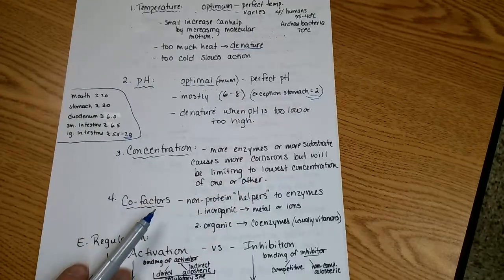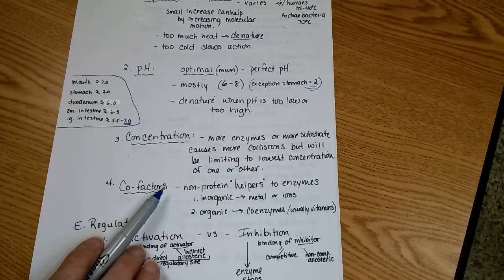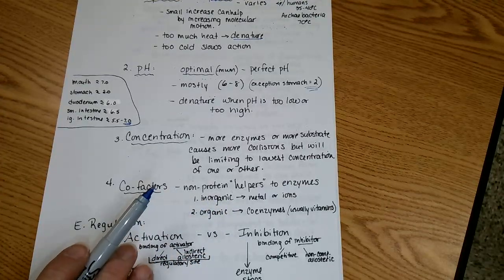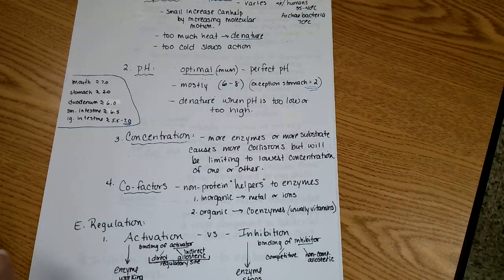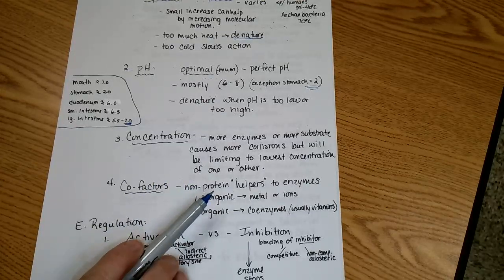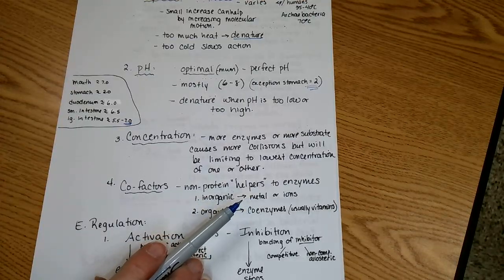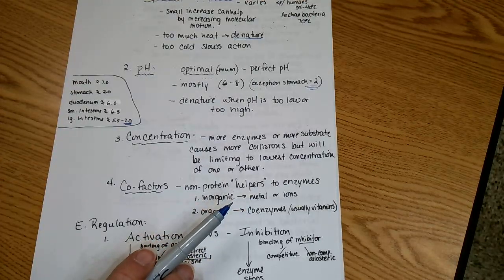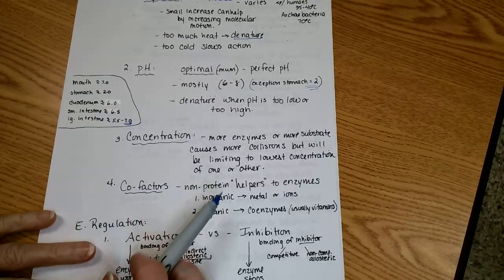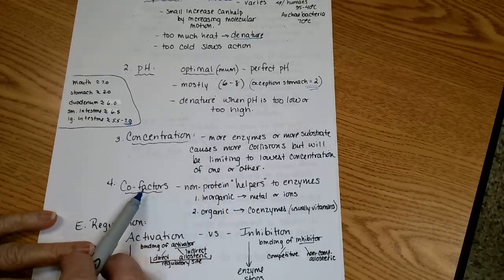Okay? Cofactors. Now, cofactors are very interesting. These are like little helpers to enzymes. And so often people go right to calling them coenzymes, but they're cofactors. Things that help enzymes are called cofactors. Now, they can come in an inorganic form or an organic form. If they're inorganic, they're usually metals and ions. Okay, like calcium ions, sodium ions, metals such as iron. Definitely a metal. And those would be your inorganic cofactors.